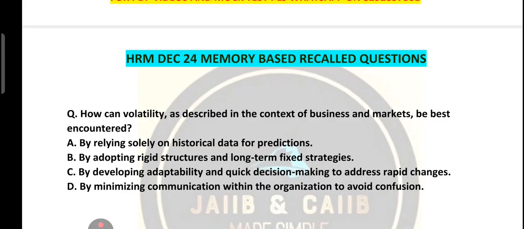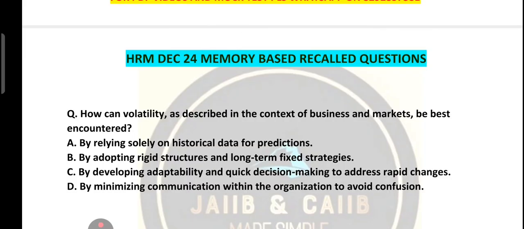See, using past data is very helpful, yes, but if you only depend on what happened before, you might miss sudden changes in the market. Volatility means what? Things can change very quickly and unexpectedly. So history alone won't save you. So this is not the best approach. So option A is not the best approach. That is what we come to know.